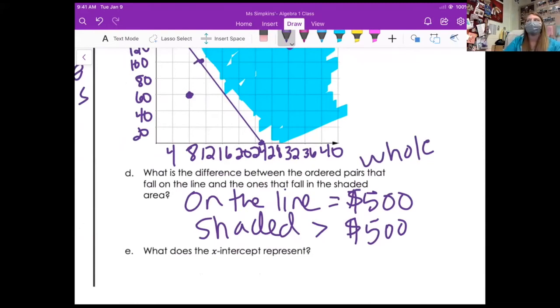What does the x-intercept represent? So I touched the x-axis. That was when I only did whole cakes, no slices.